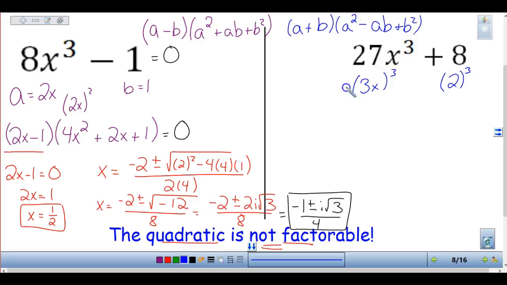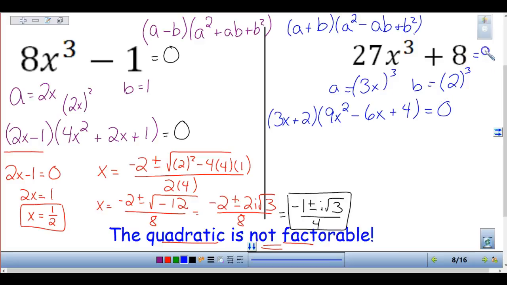All right. So this is A, this is B. Now we just get to plug it in. So we are going to have 3x plus 2, and then we're going to have 9x squared. Remember to square the number and the letter. And then if we multiply those together, we get -6x. So the negative from the formula is 6x when you multiply them. Plus 4, 2 squared is 4.